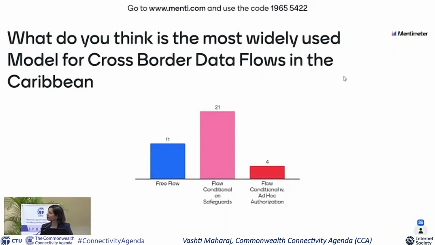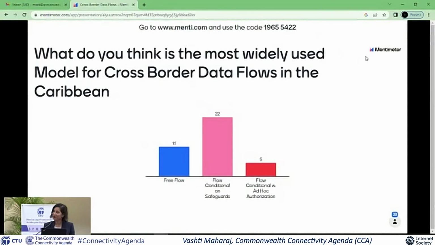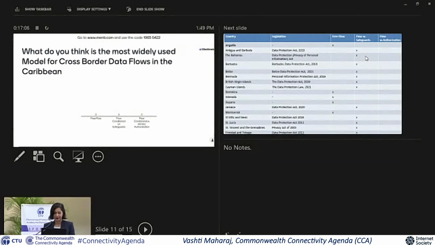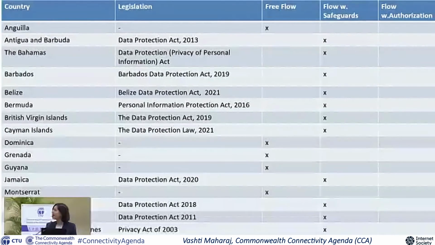So you think, from these answers, the most widely used model for cross-border data flows in the Caribbean would be flow conditional and safeguards. Is this your final answer? All right, for the money, let's go back to my presentation and see if you're right. And the answer is flow with safeguards. Yay! Give yourself a round of applause.